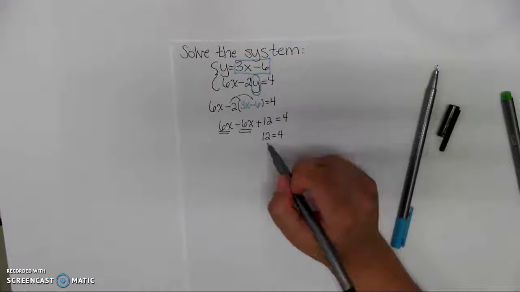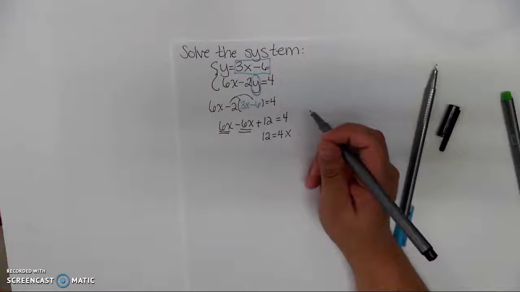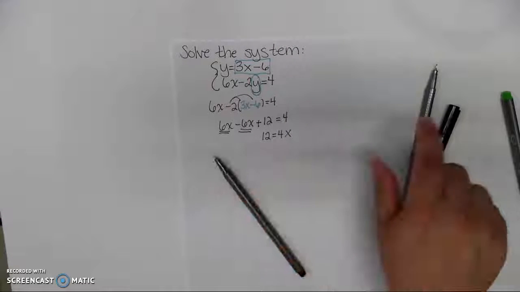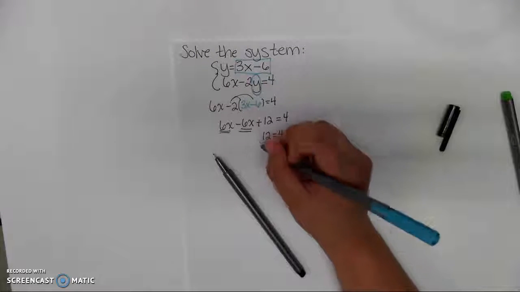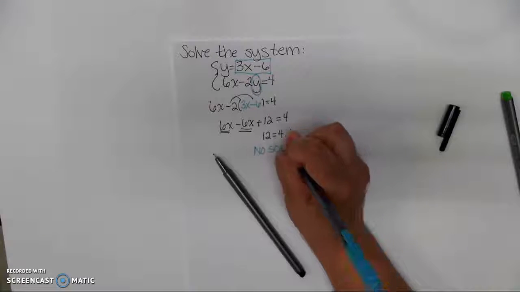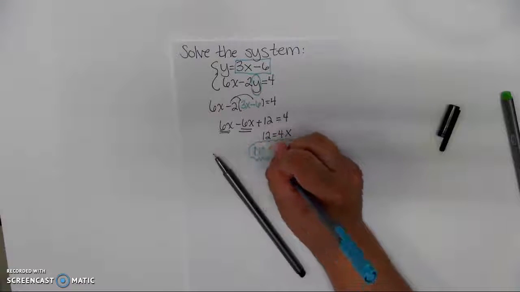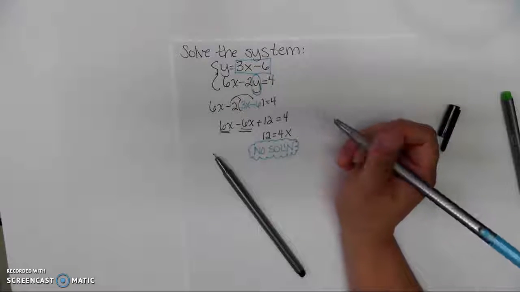So now the question is, does 12 equal 4? No, 12 does not equal 4. And so because of that, we know that they are not going to have a solution. This is going to be no solutions. So what will that look like on a graph? Well, no solutions means there is no intersection. If there's no intersection, it means the lines are parallel.